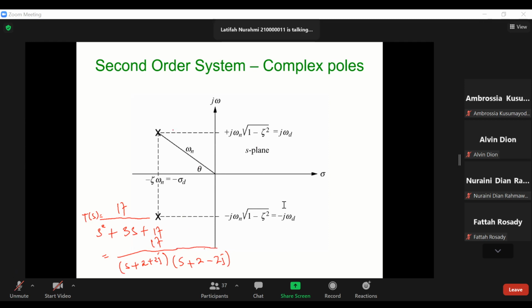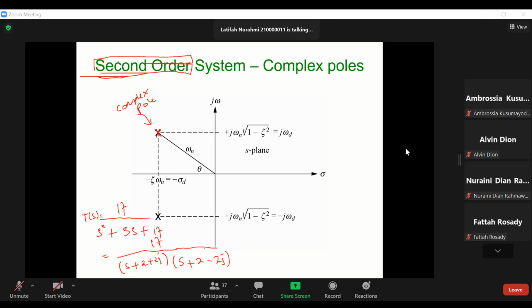So you can plot it here. All right, so this is the pole, this complex pole. Okay, this one we call a complex pole, at the top and also at the bottom, because there are two factors. There are always two factors. Why? Because this is a second order system. So you will have two factors.